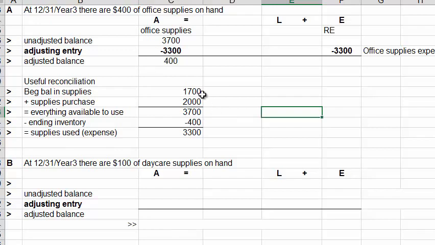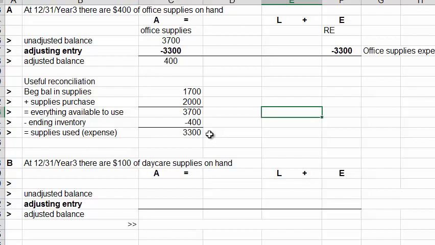It's the beginning balance plus the purchases. Once you compute the cost of all the supplies available for use, if you know what you had left in inventory, what's in the supply closet in effect at the end of the year, the difference will be supplies expense, the cost of the supplies that actually got used.